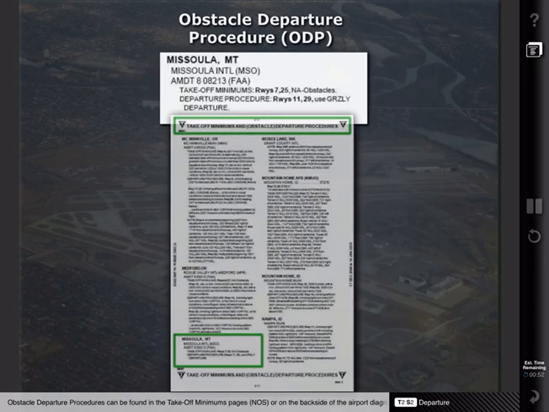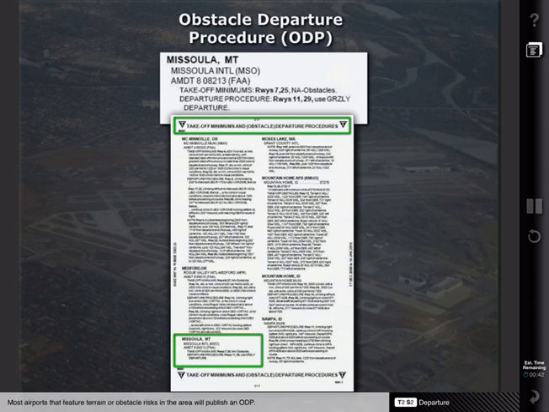Obstacle departure procedures can be found in the takeoff minimums pages within government NOS charts or on the backside of the airport diagram in Jeppesen charts. Most airports that feature terrain or obstacle risks in the area will publish an obstacle departure procedure. In lieu of a SID or specific ATC departure clearance, these procedures should be followed to ensure adequate terrain separation on takeoff.